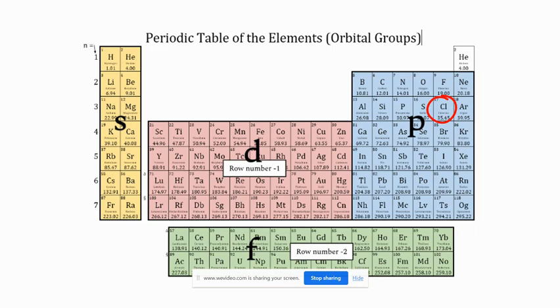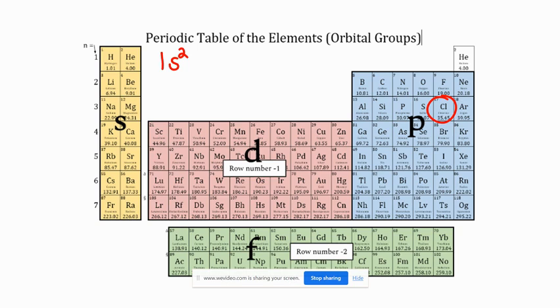Where do I start my electron configurations? By hydrogen. So what is my N value for hydrogen and helium? 1. What block am I in? S. How many electrons do I need? 2. I go from hydrogen and helium down to lithium, beryllium.